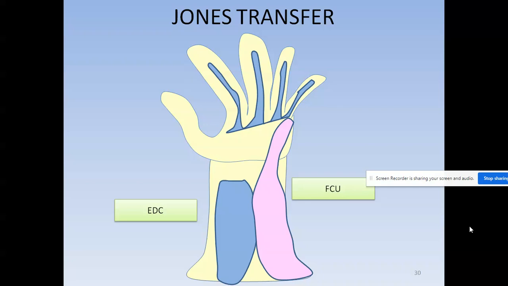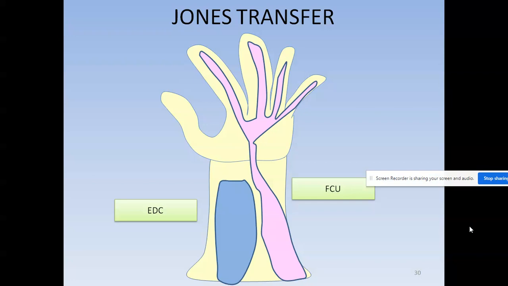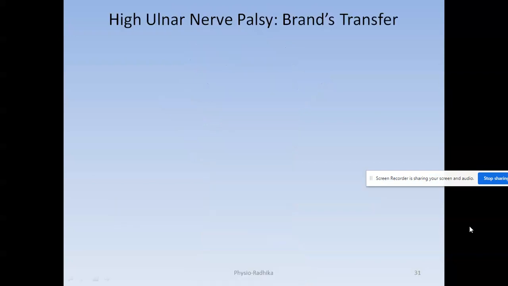Hence, in Jones transfer, flexor carpi ulnaris is divided into four parts and then resupplied to the extensor instead of the extensor digitorum communis, so that the action of flexor carpi ulnaris is replaced by extension at all the four fingers along with the wrist. This is nothing but Jones transfer, where a flexor muscle is replaced to the extensor aspect to carry out the extension of wrist and the rest four fingers, excluding the thumb.